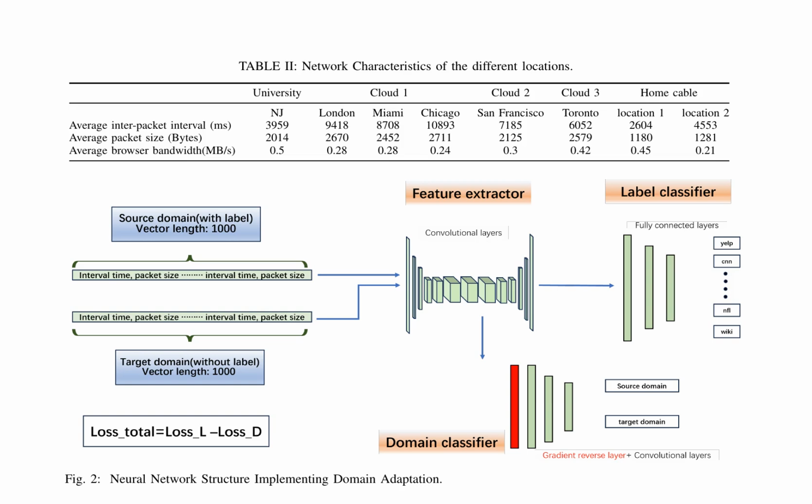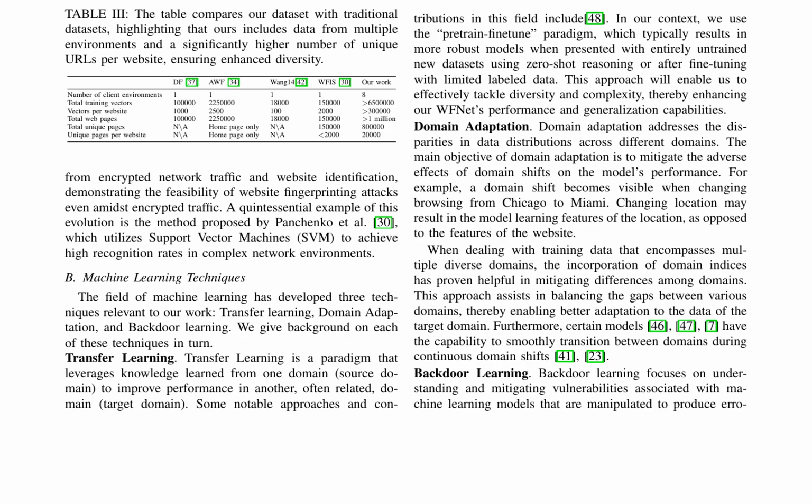The paper presents a novel approach using domain adaptation techniques to improve the performance of website fingerprinting attacks. They introduce a neural network structure that incorporates domain indices to mitigate differences among domains. This approach enables the model to smoothly transition between domains during continuous domain shifts. The authors also provide a comparison of their dataset with traditional datasets, highlighting the diversity and complexity of their dataset. They emphasize the importance of considering multiple environments and diverse datasets to ensure robustness.